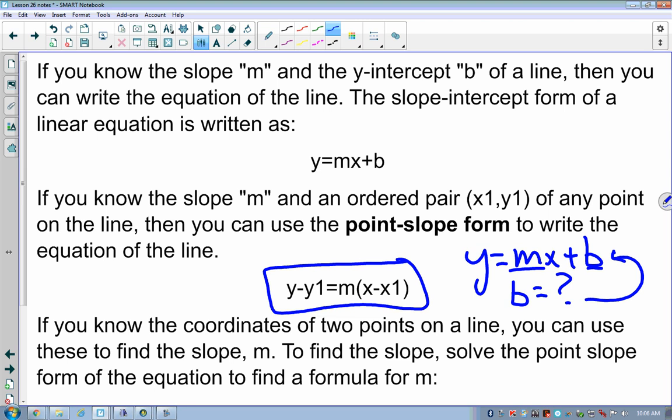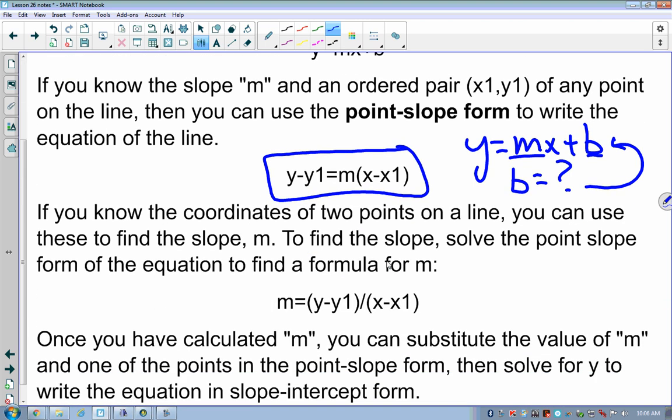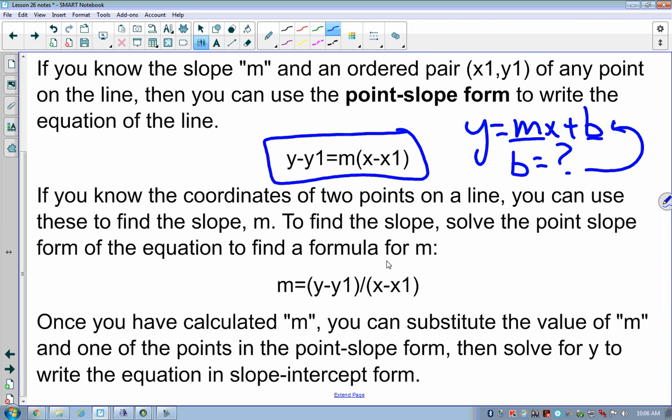They had struggled to remember the point-slope form of the equation, and so once they knew that they could plug in their x and y into the slope-intercept, solve for b, then simplify with just the slope and just the y-intercept to get the same thing, they liked that. I'm not going to tell you which one to do necessarily today, but if you know the coordinates of 2 points on a line, you can use these to find the slope, or m, to solve the point-slope form of the equation.